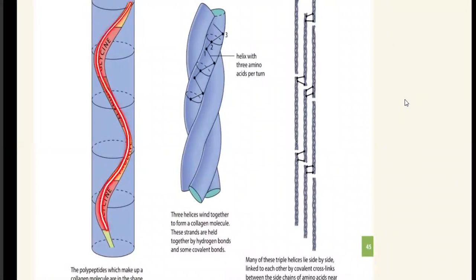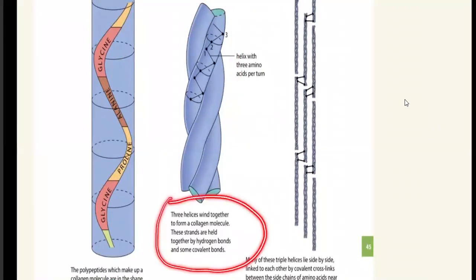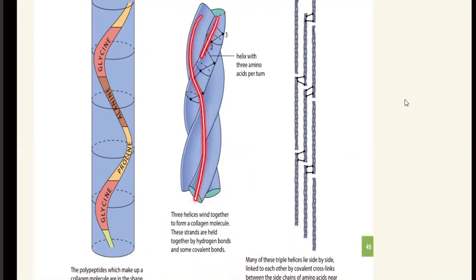One polypeptide chain. इसमें से एक पॉलीपेप्टाइड चेन खोल के दिखाइए कि ये कैसी लगती है. Right? 3 polypeptide chains make up one collagen molecule. What is written in your book? 3 helices wind together to form one collagen molecule. These 3 helices, और आप उनको strands भी कह सकते हैं, are held together by hydrogen bonds and some covalent bonds. One helix, second helix, third helix. 3 helices make up one collagen molecule, strongly attracted to each other.